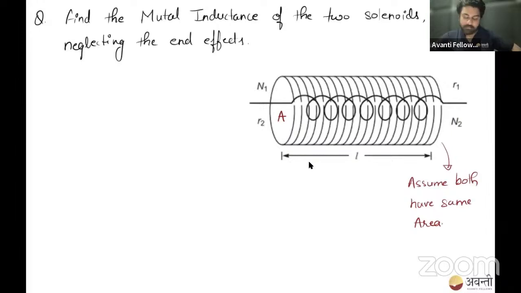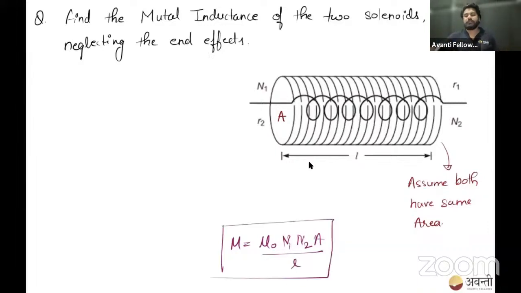Since time is not there, we will discuss it in the next class. Try this question once. If you want the answer, I can type it. Try to match your answer: mu naught N1 N2 A upon L. This will be the answer.